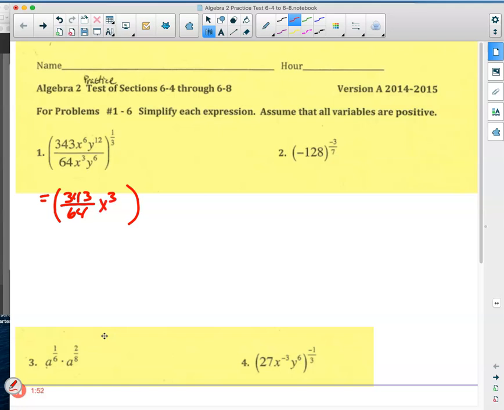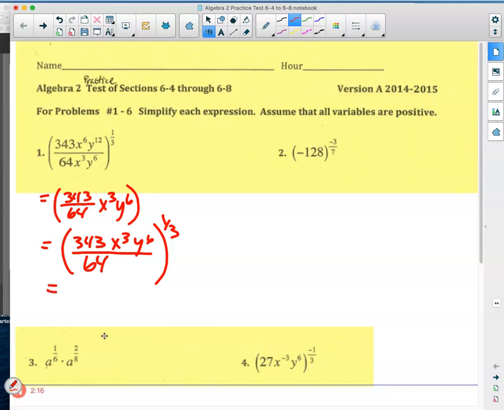And then the same thing with the y's. They both have a base of y. To divide those, subtract. 12 minus 6 is 6. Now, those are both positive exponents, so those are supposed to stay on the top with that 343. And we have all of these raised to the 1/3 power.